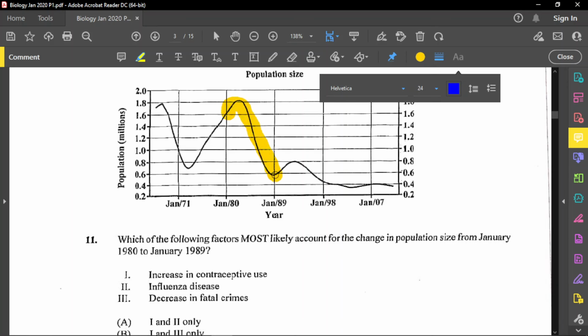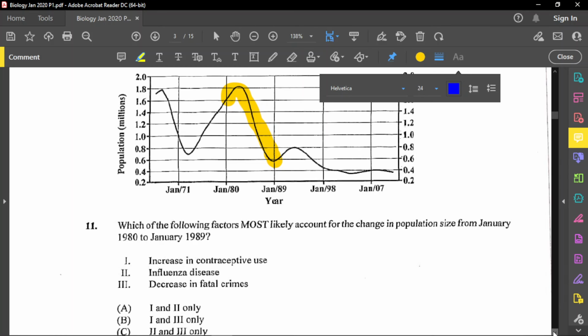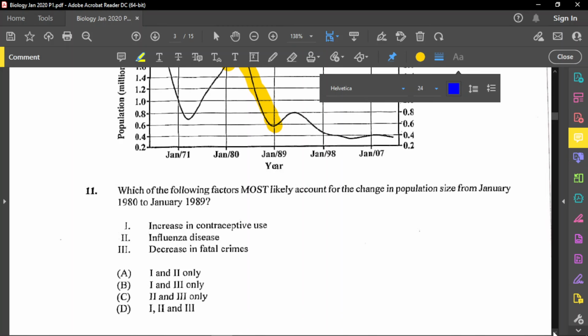So we have a decline. Okay, there's a decline in the population. So let's look at the things that may cause a decline in population. So option A is an increase in contraceptive pills. Yeah, if you use more contraceptive pills, then you're gonna have fewer babies. Well, hopefully. All right, influenza disease. Yeah, that may have a dampening effect on your population, it may kill some people as well.